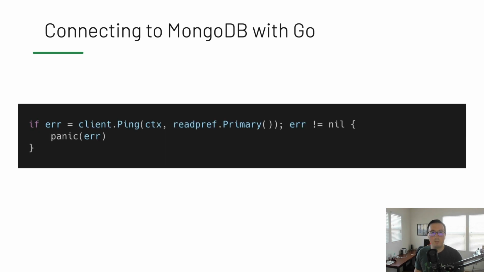So that would connect to MongoDB Atlas, or even a locally installed instance of MongoDB. We can confirm that we're connected by doing a ping. So if we wanted to, we can say client.Ping. If we got an error, that means that maybe we weren't connected and we would panic. Otherwise, we're good to go.